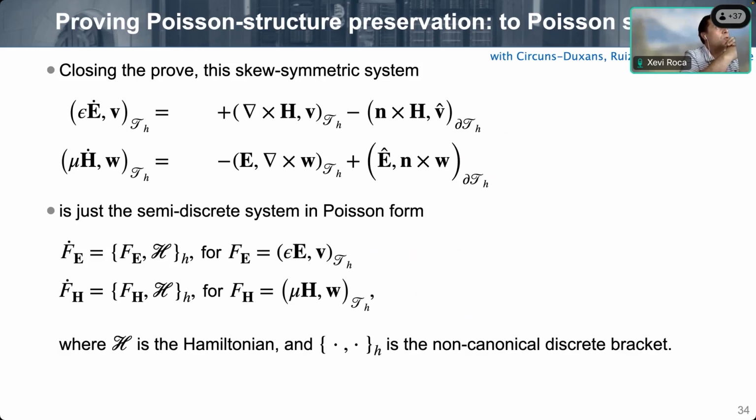Just for closing the proof, you already have this skew-symmetric system that actually just evaluates the semi-discrete system in Poisson form. Forget about the Poisson system. I'm just saying that if you evaluate these functionals and their functional derivatives, put them in the Poisson bracket and take the time derivatives, you are going to obtain the system that we have above. So they are equivalent. That's all. We are able to resemble, in fewer equivalent steps, something that is a Poisson system. Next slide, please.